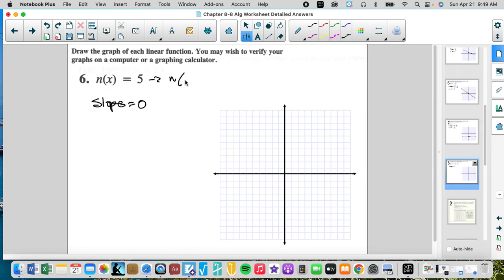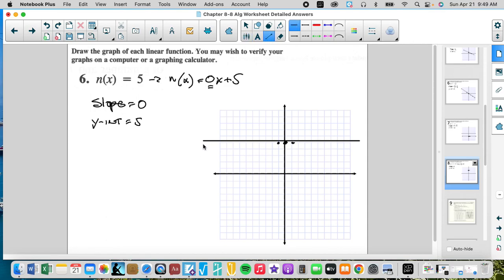This is n of x equals 0x plus 5. So my slope is 0. My y-intercept is 5. A lot of students think that 5 represents the slope. Not the case. Slope is always going to be the coefficient of x. So 5, 1, 2, 3, 4, 5, and it can go this way also. It doesn't matter which way it goes, but we're doing a horizontal line.